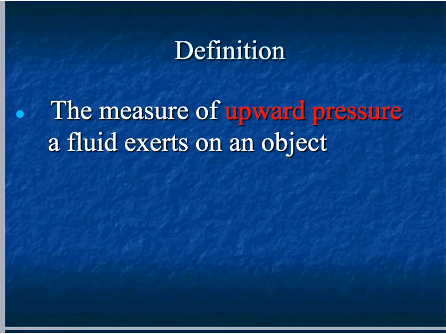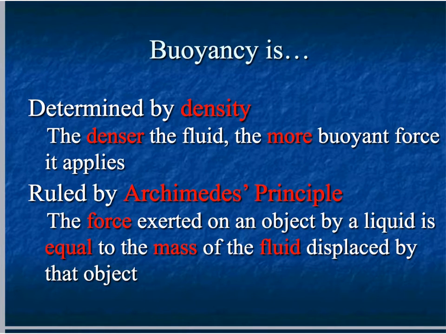Buoyancy is the measure of the upward pressure a fluid exerts on an object. Some of you who did vocabulary might have drawn that. It's determined by the density, which we just did earlier. So again, who can remember what the equation for density is? Density is m over v.